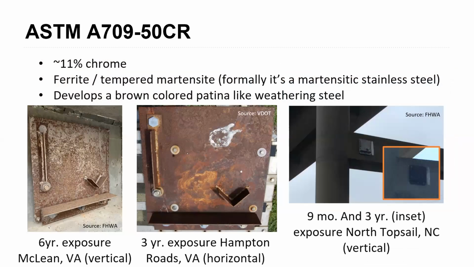I did mention ASTM A709-50CR. This is the low-grade stainless steel. These are some examples you'll see here on some of these pictures. The one thing you'll notice is it's not the stainless steel that you think about for your appliances, okay? The difference between that is the percent chromium that's included in the chemical makeup. So roughly speaking, you have to have 11% chrome to be considered a stainless steel, but it does provide much better corrosion protection than that of weathering steel.